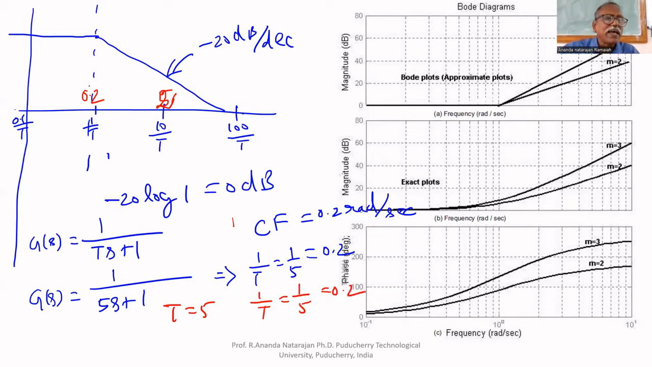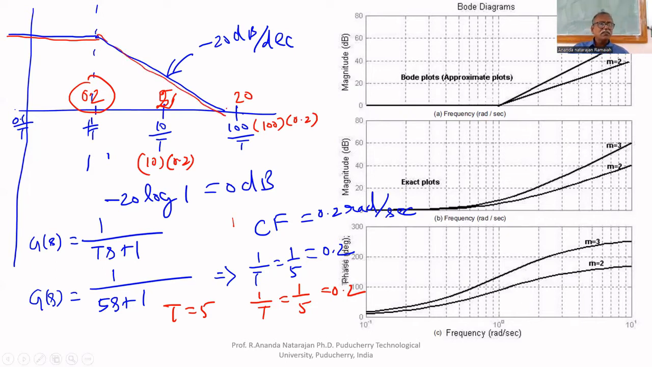1 by tau should be labeled as 0.2. Am I correct or not? 10 by tau means 10 multiplied by 0.2, that is equal to 2. 100 by tau means 100 multiplied by 0.2, that is equal to 20. Am I correct or not? So the plot is like this. Up to the corner frequency, it is 0 dB. After that, it decreases at the rate of minus 20 dB per decade. Have you got it? Still, you are having confusion?